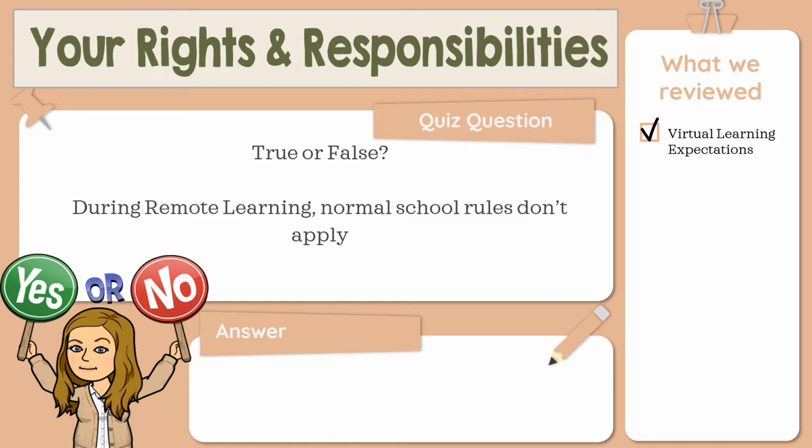Teachers, please take this time to pause our video and have a discussion with your class about the correct answer. I hope those were some good conversations. The answer is false. During remote learning, normal school rules do apply because our learning is still taking place in a virtual world, and that is our learning environment. Even though we're off-site, it doesn't mean those rules don't apply. They still do.